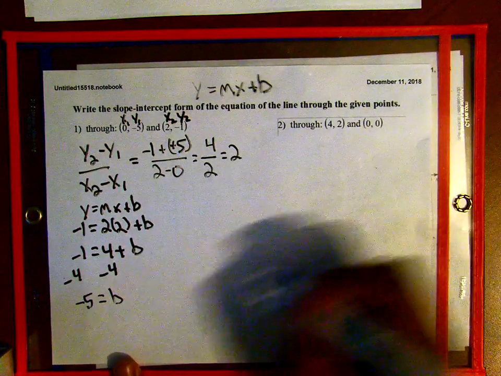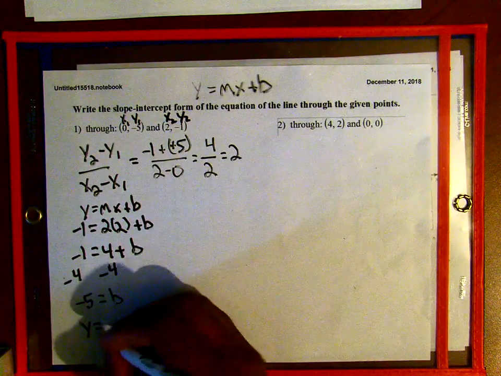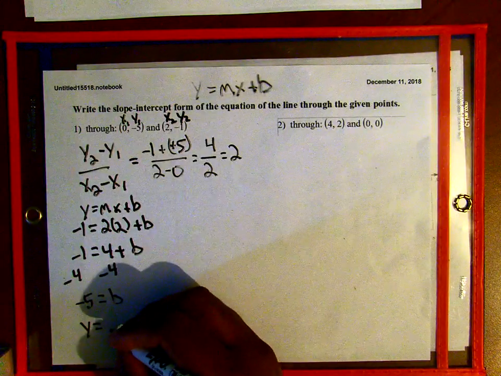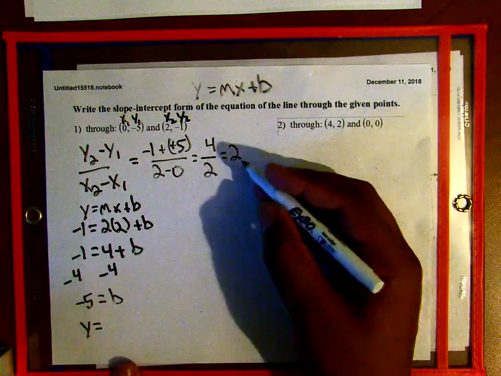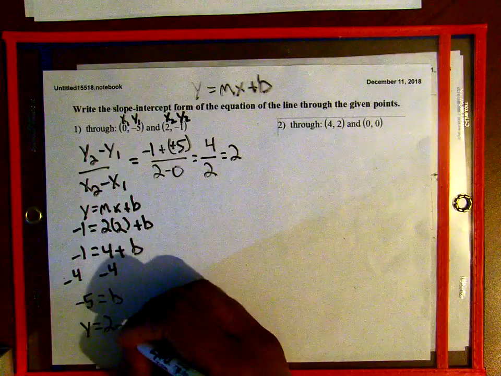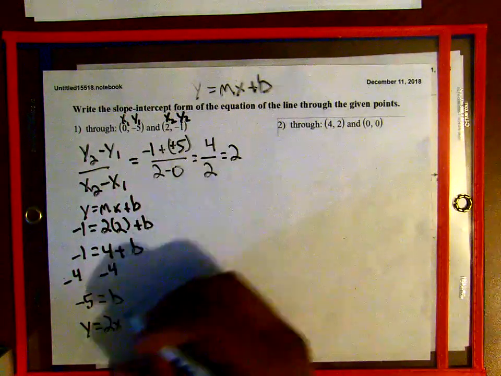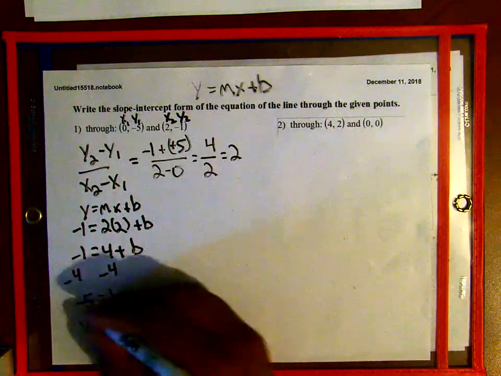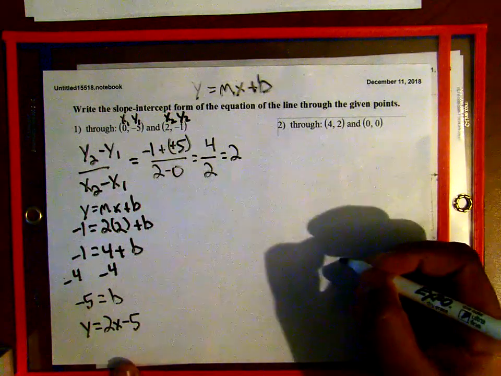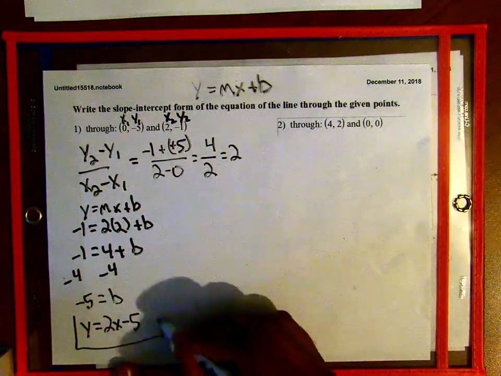Now that I have that, I can go ahead and write my equation. y = mx + b, but my m, I'm going to plug in as 2 times x, plus b, which is my y-intercept, which is -5. And that's my answer.